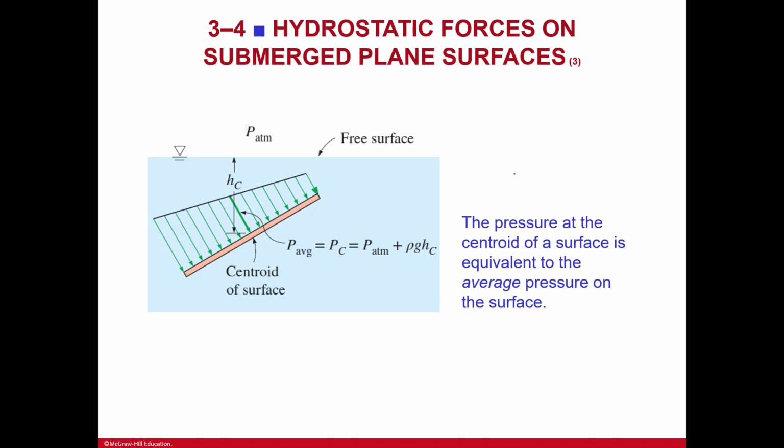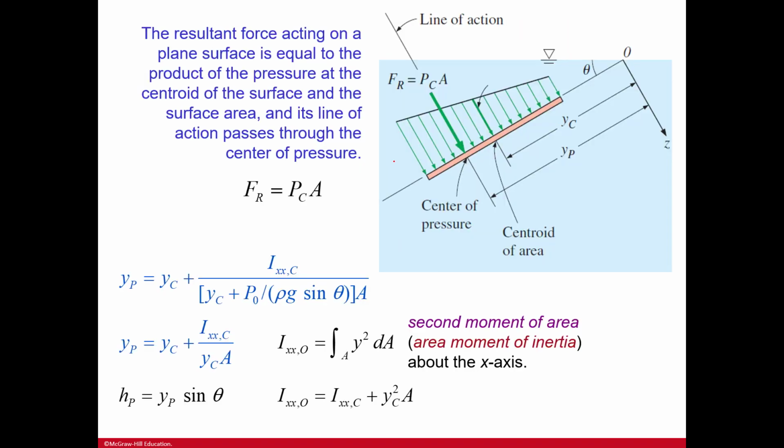But hydrostatic forces on a submerged plane surface: the pressure at the centroid of a surface is equivalent to the average pressure on the surface. So this centroid right here is the average. Remember, because the average may not always be the center. And this is the free surface, the top of the water. The resulting force acting on a plane surface is equal to the product of the pressure at the centroid of the surface and the surface area, and its line of action passing through. So this is just giving you that formula. It's explaining what it is.